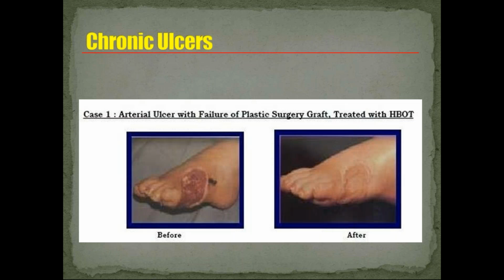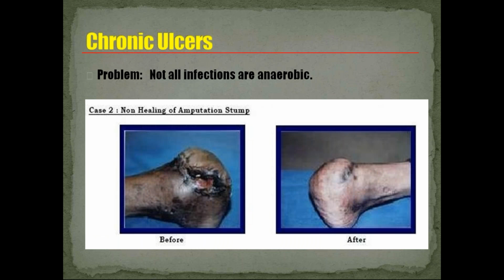This is the wounds before and after using hyperbaric oxygen therapy. This is also another one, a non-healing amputation stump.